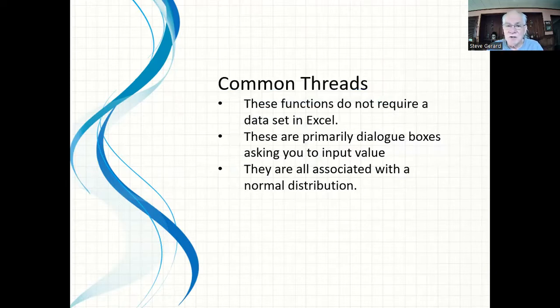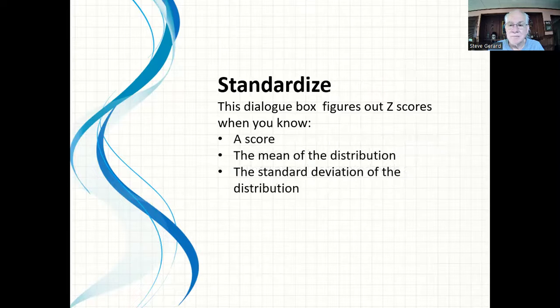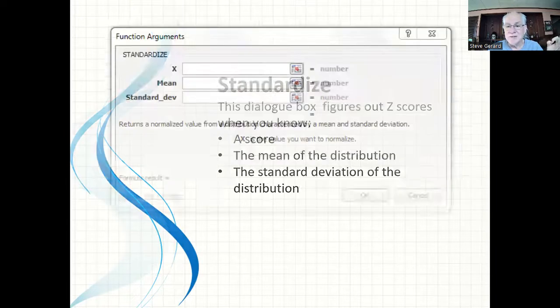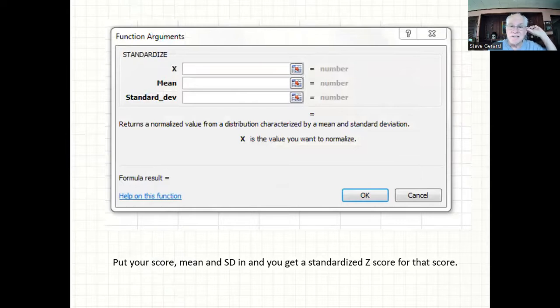Interesting things about these functions, they don't require you to have a data set in Excel. So I can tell you some things, but you don't have to have the distributions there in front of you. And these are dialog boxes, typically. Standardized, I mentioned that. That's the 5th of them. This figures out z-scores when you know a score, the mean, and the standard deviation. This is what the standardized dialog box looks like.